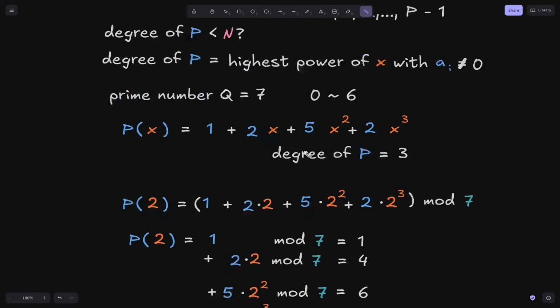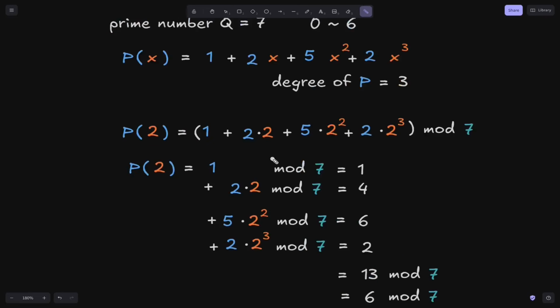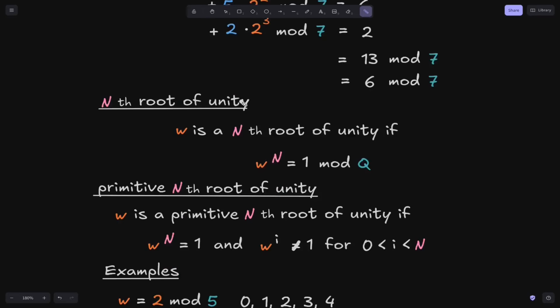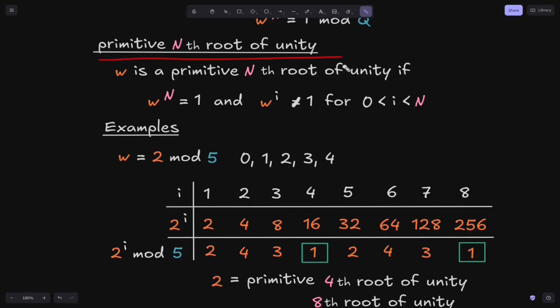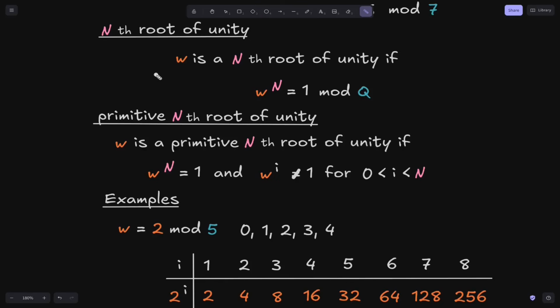Okay, that completes the definitions for polynomial, degree of polynomial, nth root of unity, and the primitive nth root of unity. In the next video, I'll show you two useful properties of root of unity that we're going to need to understand FFT.